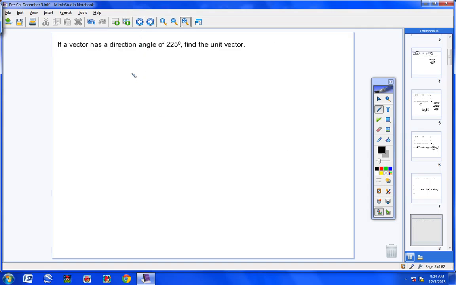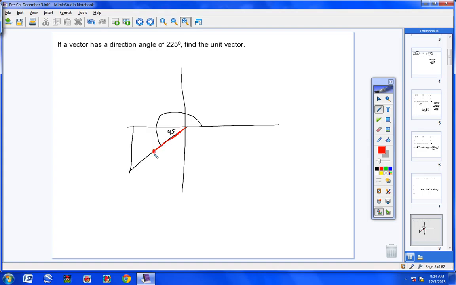If a vector has a direction angle of this, find the unit vector. Remember, we rotate 225 degrees and draw our triangle. That would be 45 degrees right here. And if you're looking for a unit vector, that really means the triangle that you're going to have, we'll say it stops right here, is going to have a length of 1, because a unit vector always has a length of 1. There we go.